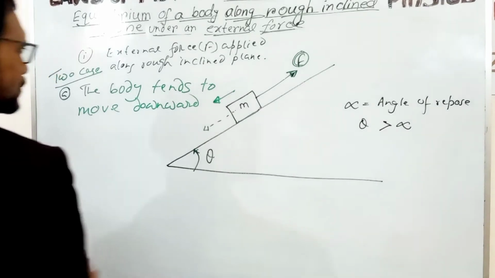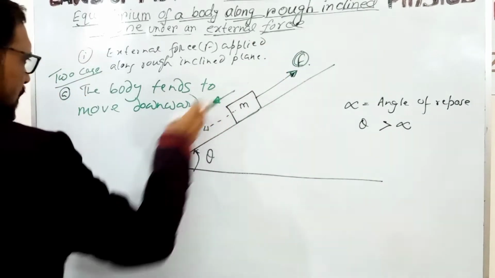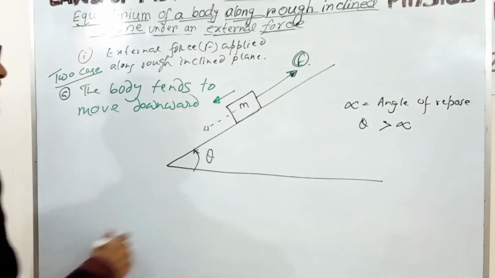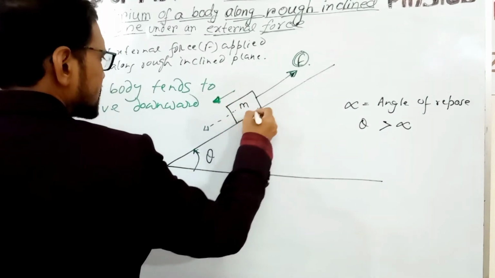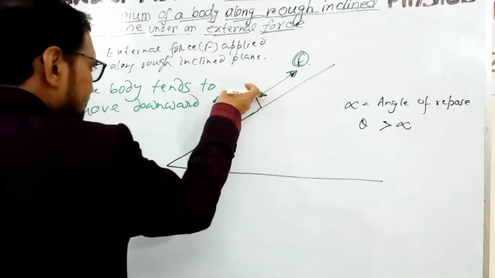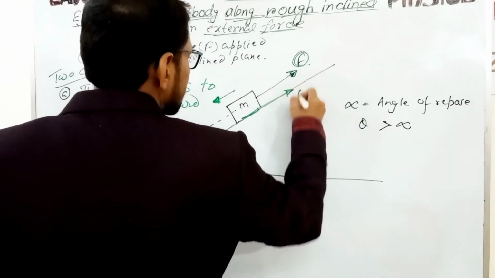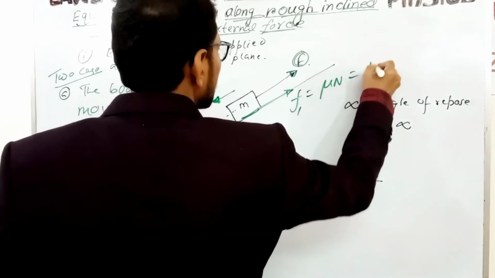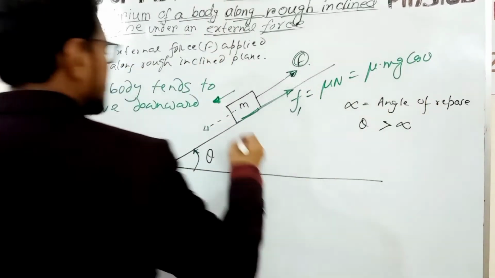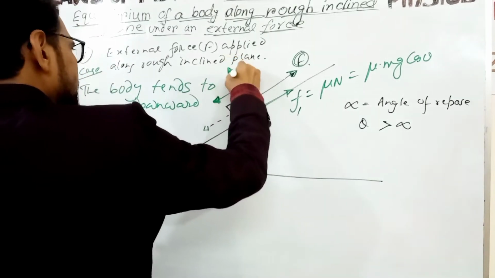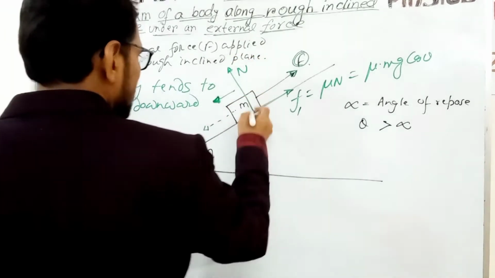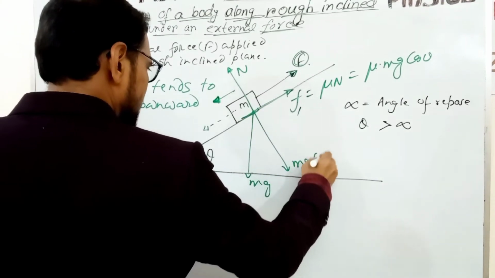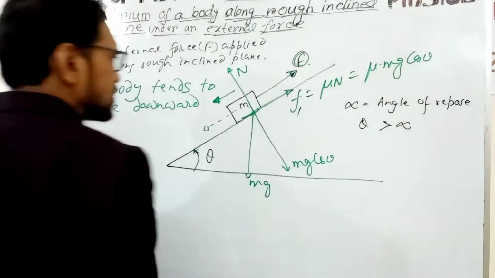So what is the force required to keep the body in equilibrium such that the body tends to move downward? When the body tends to move downward, friction always acts in the opposite direction. So here the body tends to move downward, so friction acts in this direction. This is the friction force. Friction force we know is mu into N, which is equal to mu mg cos theta, because N equals mg cos theta. In the previous video I showed that the normal reaction along the inclined plane is mg cos theta.